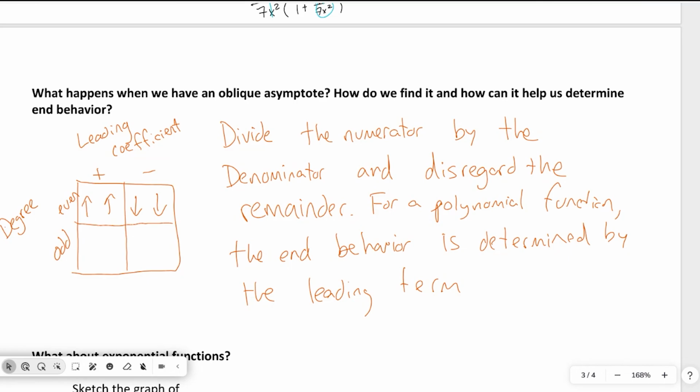If that degree is odd and the leading coefficient is positive, something like y equals x cubed would be a simple example of that. You can see as x goes to the left, y goes down, and as x goes to the right, y goes up. And then if that leading coefficient is negative, it just reverses that behavior. So go up to the left, down to the right.